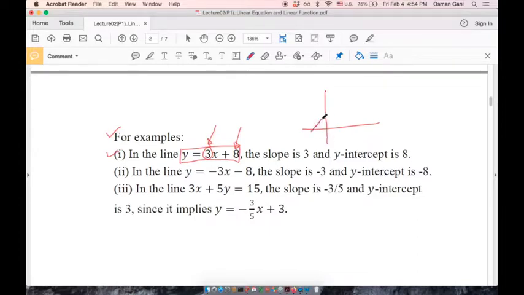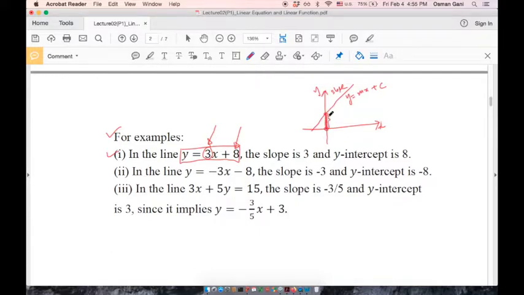If a line is like this, then this is the y-intercept. Y অক্ষের খণ্ডিত অংশ. This is the y-axis, and this is the x-axis. This is the line y equal to mx plus c. So this line has slope m and y-intercept c.